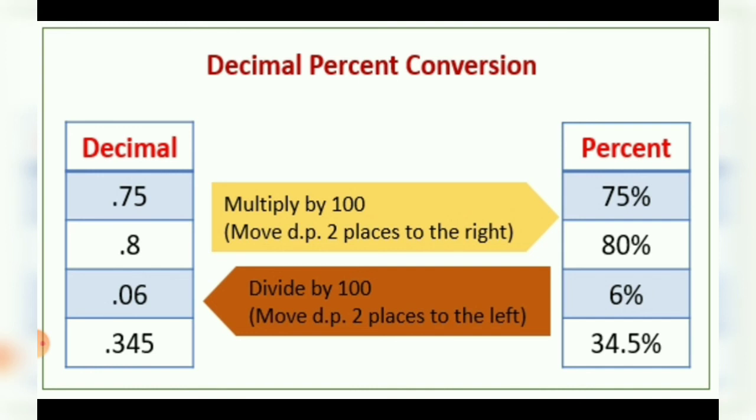You can check your answer by multiplying the decimal by 100, so it will give us the same percentage. Now when it comes to converting a percentage into a decimal, we divide it by 100. So 80 divided by 100 will be 0.8, 6 divided by 100 will be 0.06, like that. 34.5, now in the last one, that is 0.345. If you multiply by 100, we get 34.5 as our percentage, and then we get the same thing.